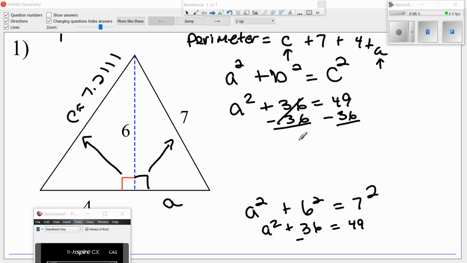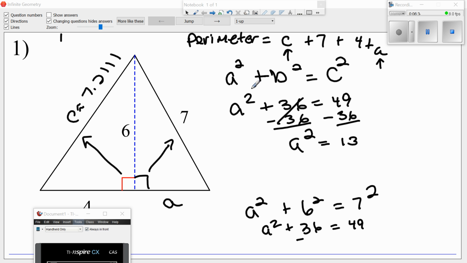So over here I have a squared. That's the only thing that's left over here. Equals 39 minus 36. 9 minus 6 is 3. 4 minus 3 is 1. 13. These will always be positive. If they're not, then you can't take the square root of it.